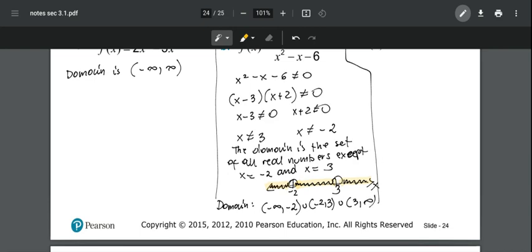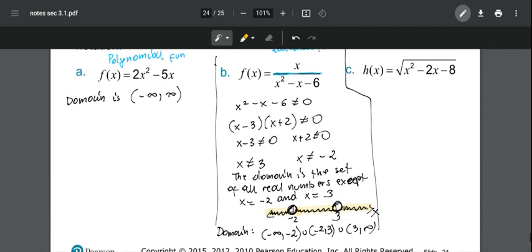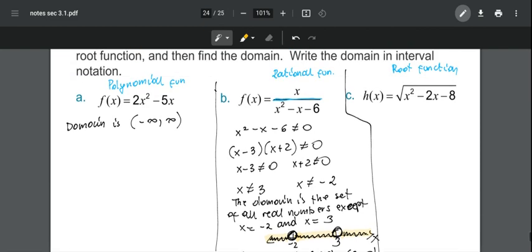So again, we have a union of three intervals because the domain is any real number except negative 2 and 3. When x is equal to negative 2 or 3, when you plug it into the x values of the function notation, the denominator will be equal to 0. And we know that we never ever divide by 0.